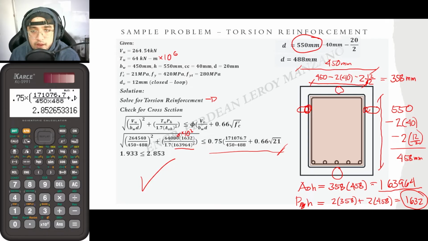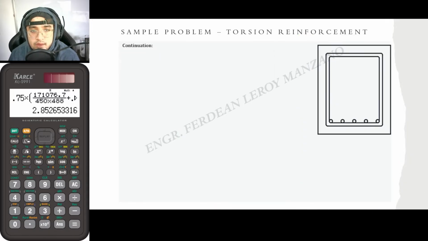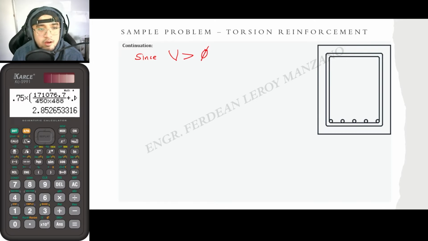Next up, let us now solve for the spacing required. So once again, since TU is greater than TTH.